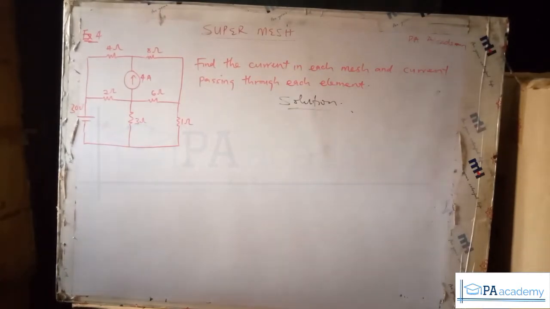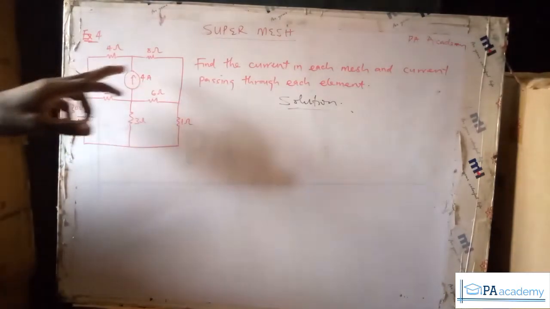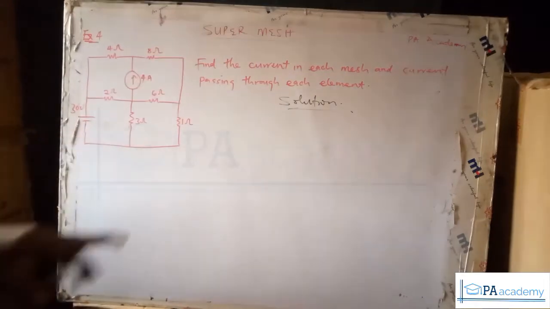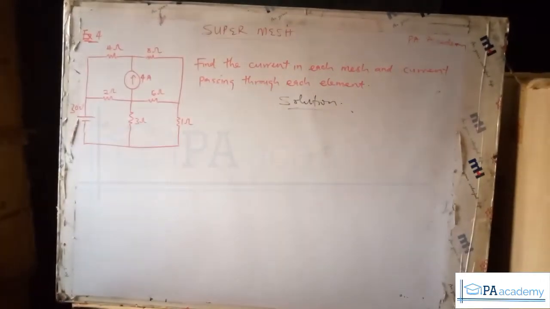You can see that it's different from some of the ones we've been looking at in the past, in the sense that we have 4 meshes, and the question is asking us to find the current in each mesh and the current passing through each element. So it's a lot of questions in just one circuit that we are asked to look for. It's a very simple thing, don't let it confuse you. If you have been following this video series so far, you can pause it and attempt the question to test your understanding of what I've been sharing with you on SuperMesh.